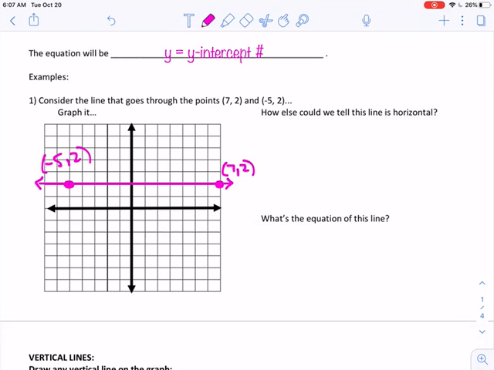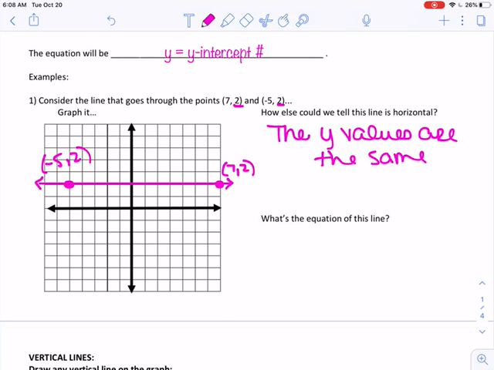The other way we could tell that this line is horizontal is if we take a peek at these points, the y values in the points are the same. Okay, it was 7, 2 and negative 5, 2. So when you see 2 points and you're like, hey, these two y values are exactly the same, this tells you this is a horizontal line.